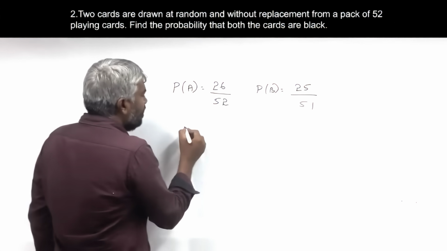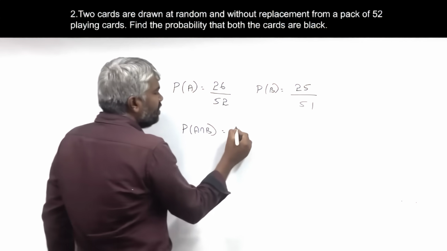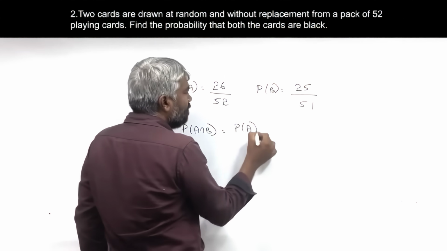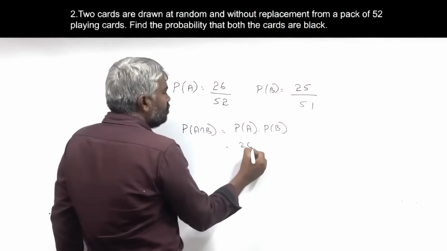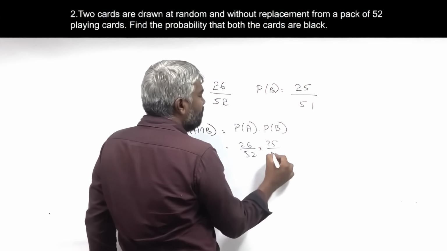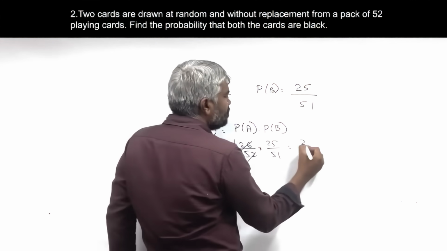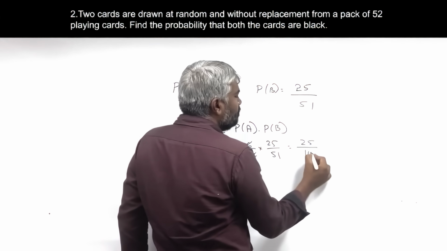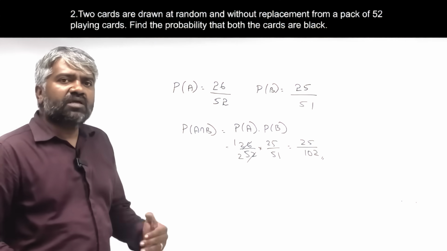We need to find P of A intersection B. So the first card should be black and the second also has to be black. So 26 by 52 into 25 by 51, which simplifies to 25 by 102. Now we'll move to the third question.